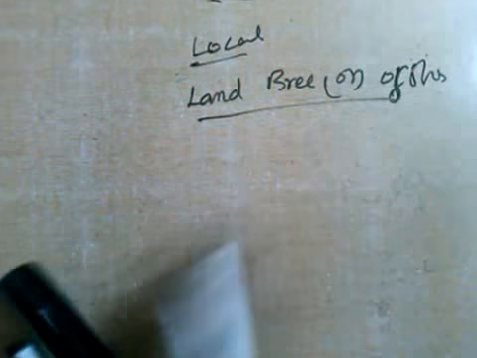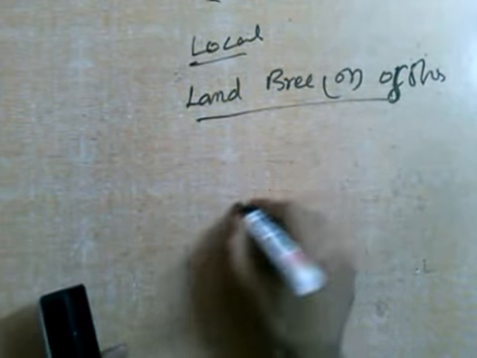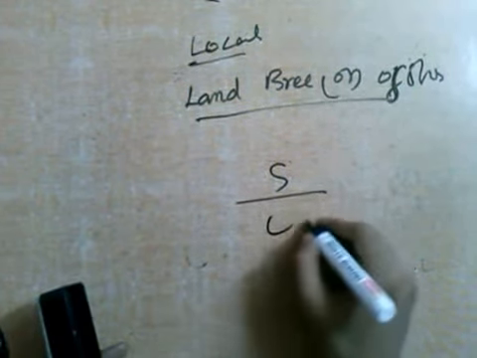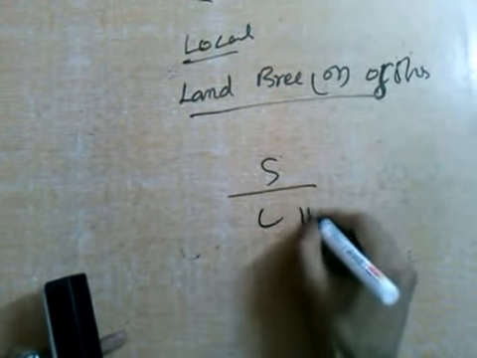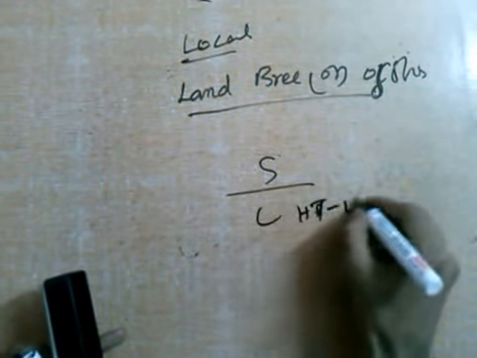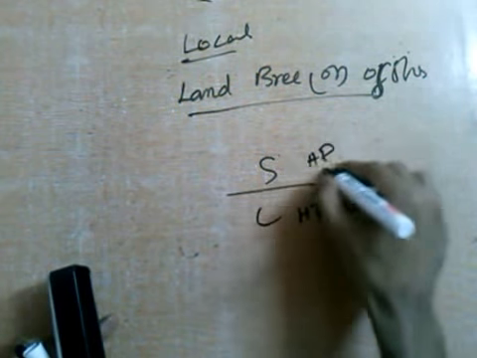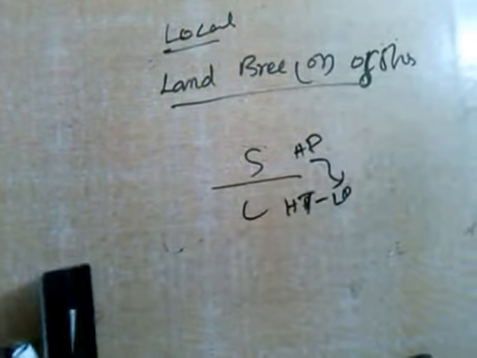Sea breeze is the reverse. During the day, land is heated quickly, so here is high temperature and low pressure, and over the sea high pressure, so obviously wind moves from sea to land, so sea breeze. So the next topic is cyclone.